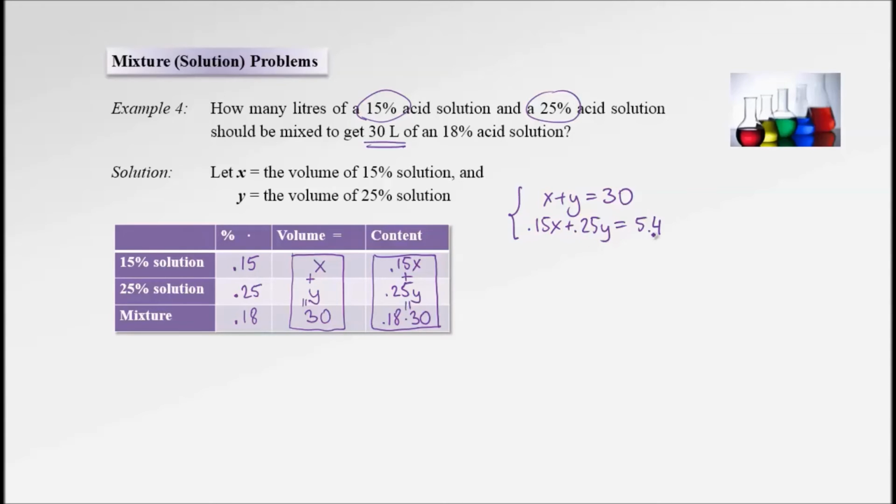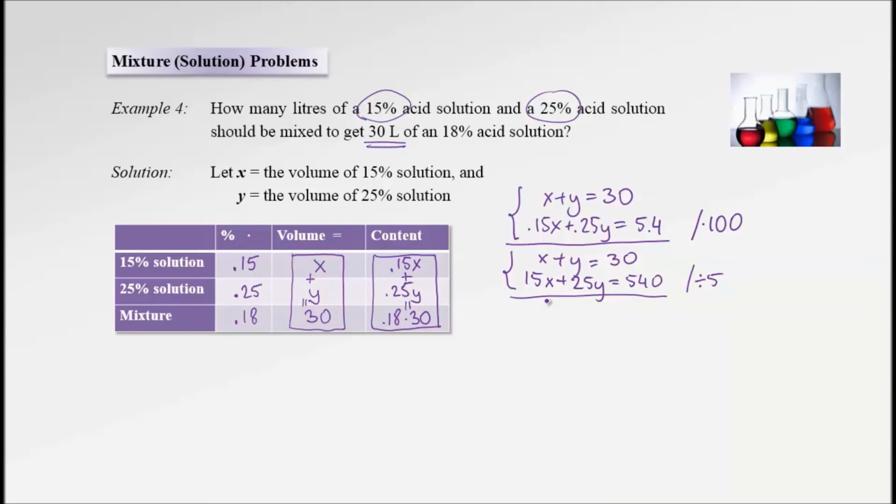Let's get rid of decimals as before. If I multiply this equation by 100, after rewriting the system, we'll have x plus y equals 30. That's the first equation I just copied. And for the second equation, we move all decimals 2 places to the right. So it's 15x plus 25y equals 540. To make it a little bit nicer, I could divide this second equation by 5 to lower the coefficients, so let's rewrite it again.